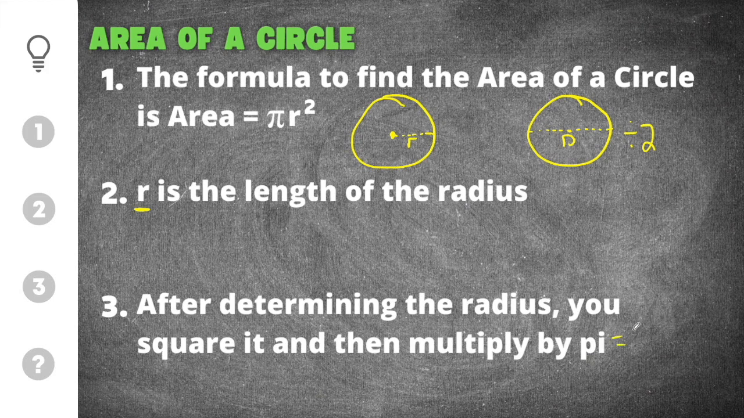And remember, pi, if you're using shorthand, is just 3.14. What that means is you will take the radius, multiply it by itself, and then multiply it times pi, or 3.14 if that's what you're using.